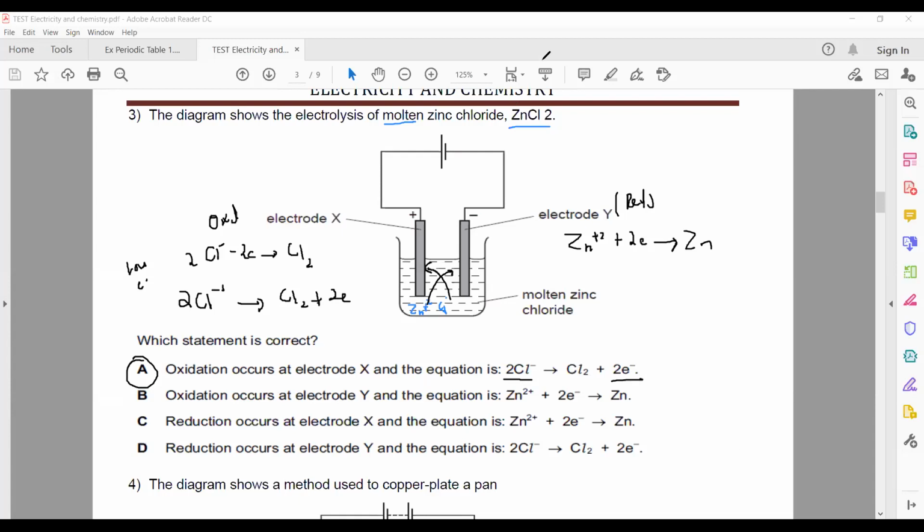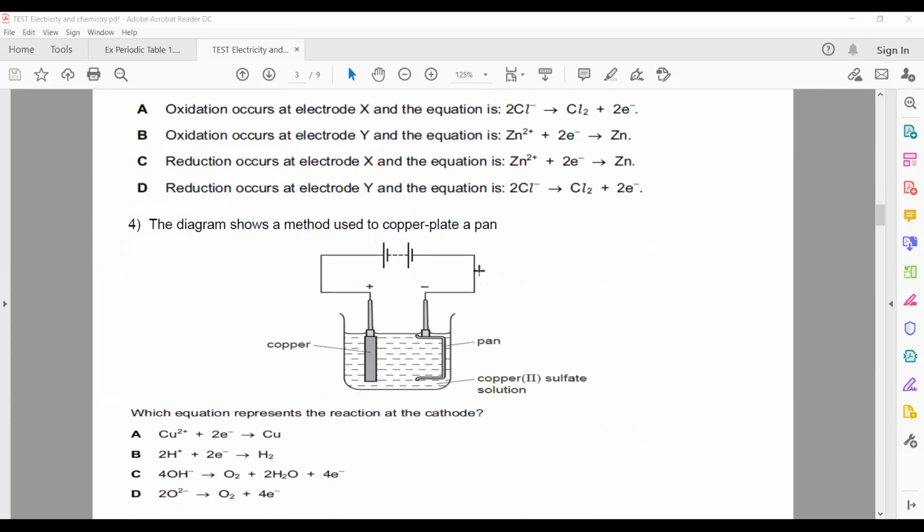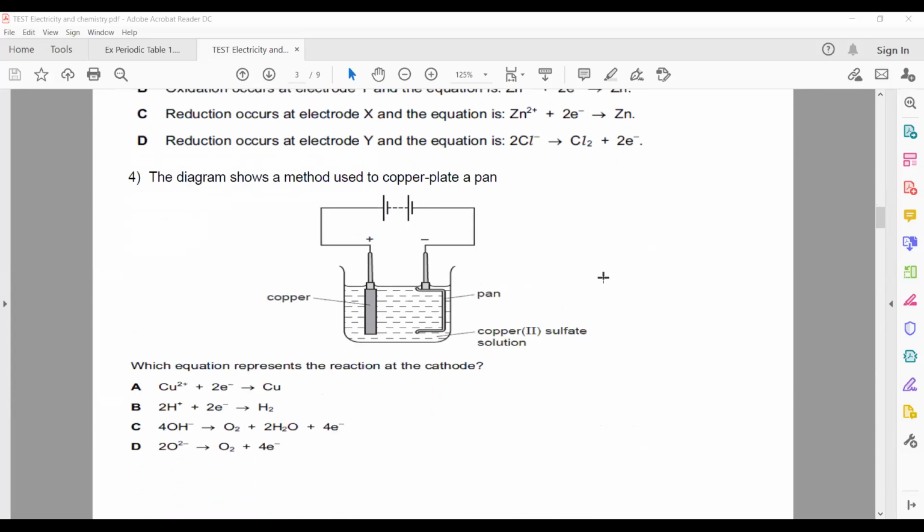And question number 4. The diagram shows the method used to copper plate a pan. Which equation represents the reaction at the cathode? What happens is that copper ions present in the electrolyte are attracted towards the pan, the negative terminal. When they are attracted, the copper ions will gain 2 electrons and change into copper atoms. So they will stick to the pan. This is the equation for the cathode.